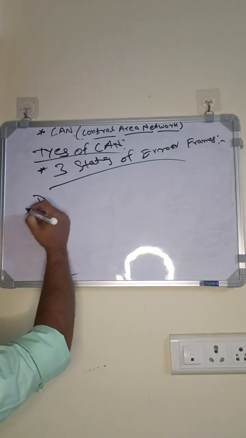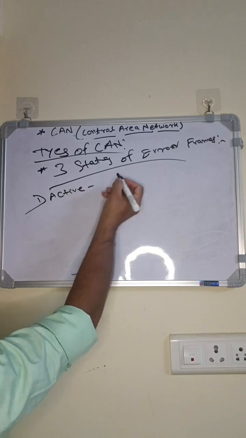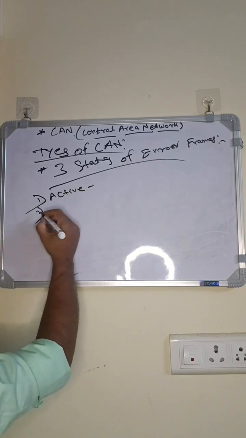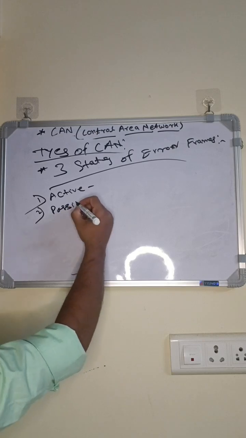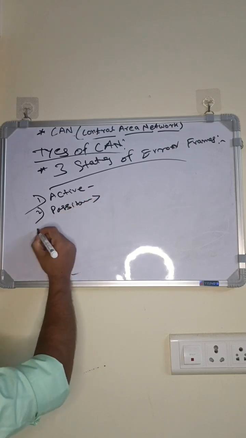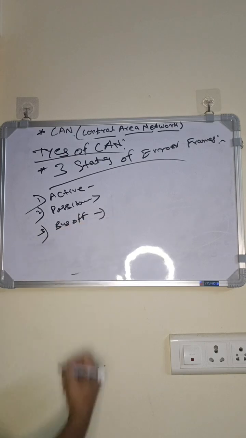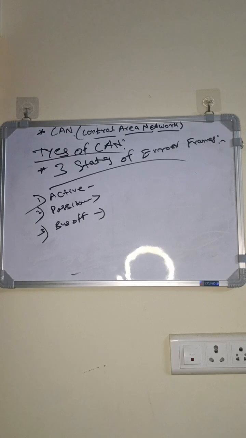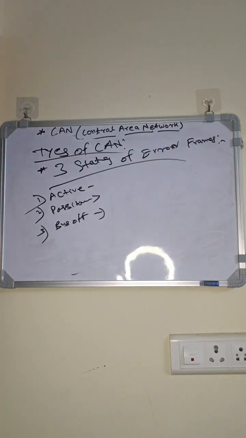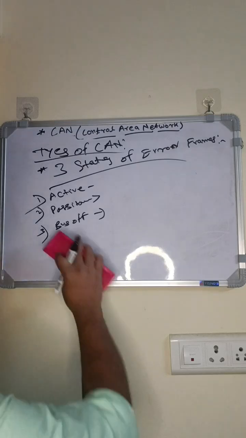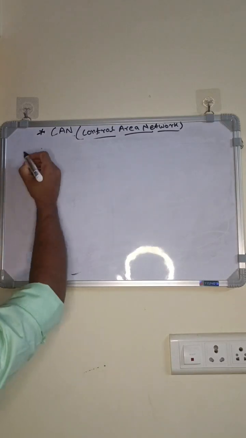So first will come active error frame, second is passive, and third is bus off. Okay, active, passive and bus off. Three states will become. So we will check one by one. First is active.